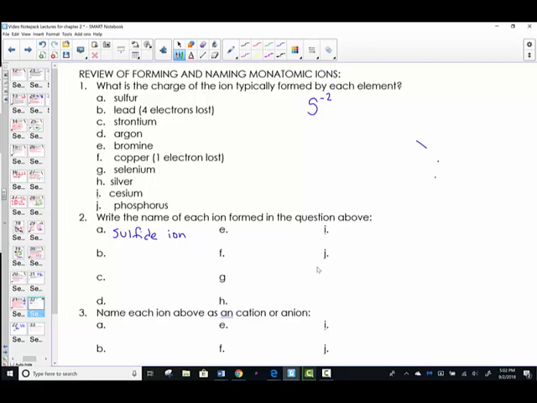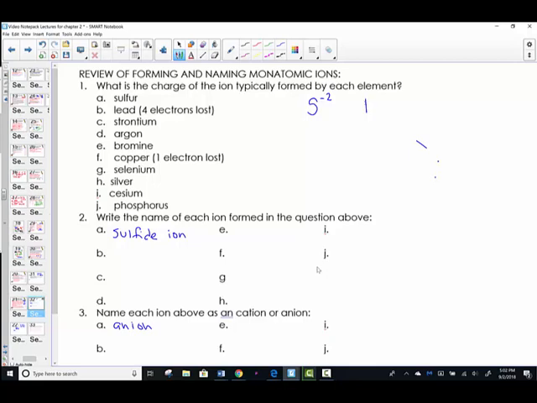Write the name of each ion formed, and down here, name each ion as a cation or anion. Oh, okay, so now I understand. This is a negatively charged ion, so it's an anion. I didn't know what it asked us to do. I figured it out. Letter B is lead.